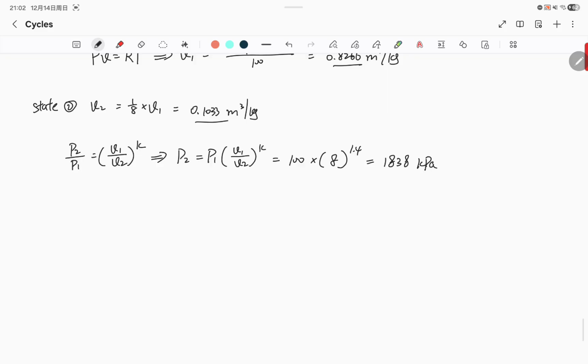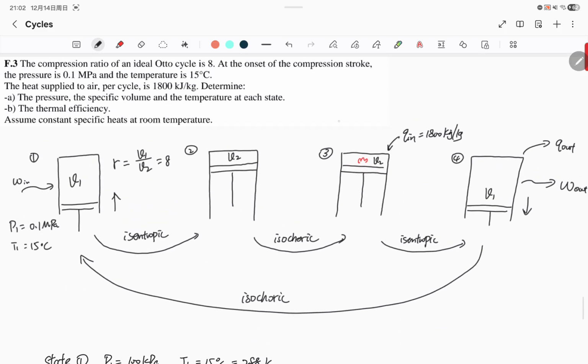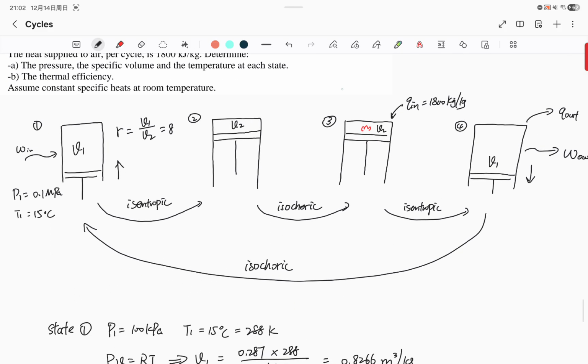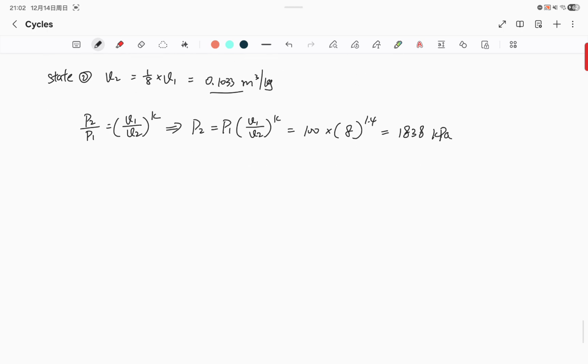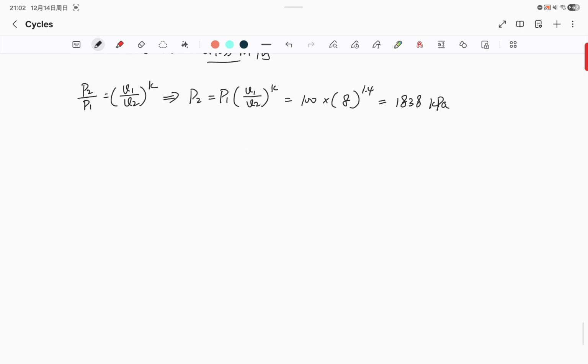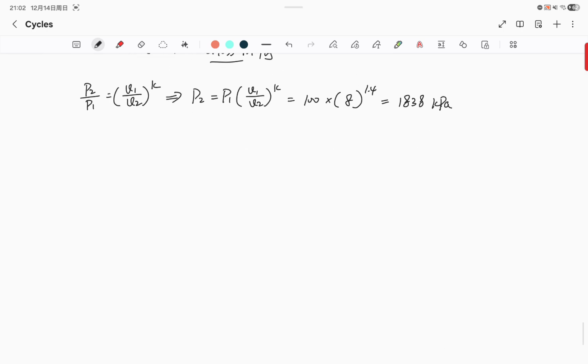You see that P2 is a lot higher than P1, because in state 2, we are compressing air. We got smaller volume. Naturally, you're going to have a very big pressure. That makes sense. We're going to use the isentropic relationship for T2. And we can only use this because it's ideal gas.